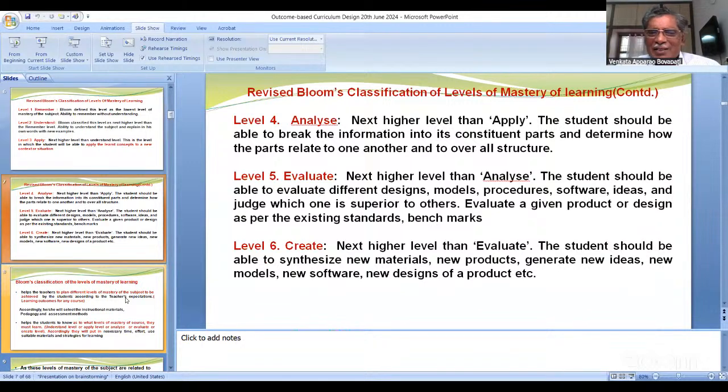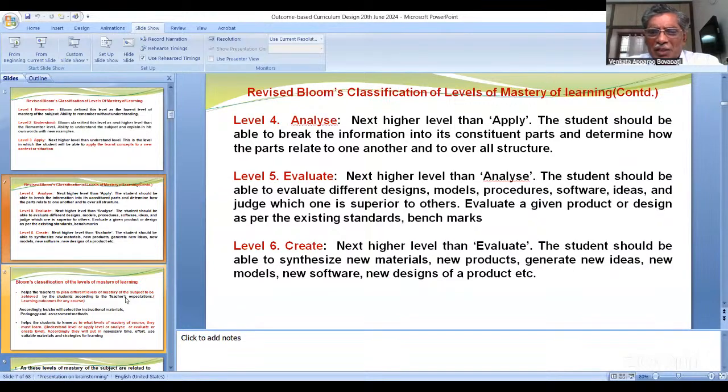Then the next level, the evaluate level. The students will be able to evaluate different designs, models, procedures, software, algorithms, and make a judgment on which is superior to others. That is a part of evaluation. Evaluation is necessary here. Judgment is necessary here. The students can also evaluate a given product as per the existing standards or benchmarks, for example, the Bureau of Indian Standards.